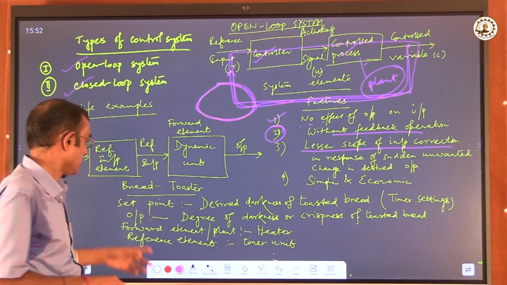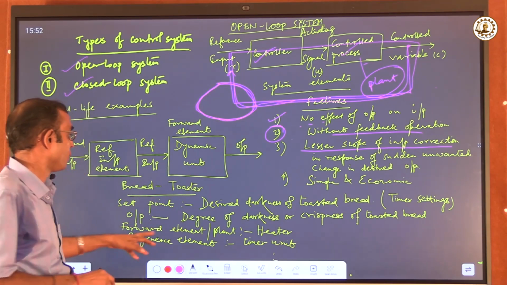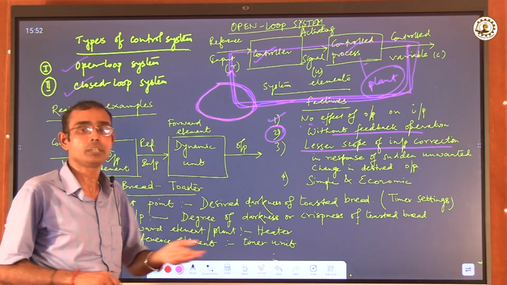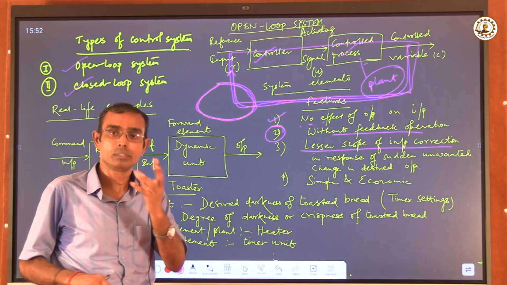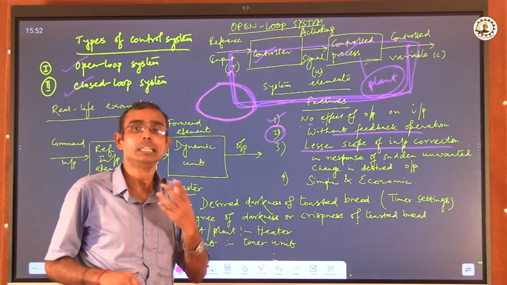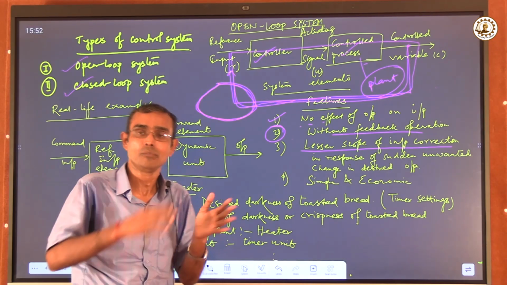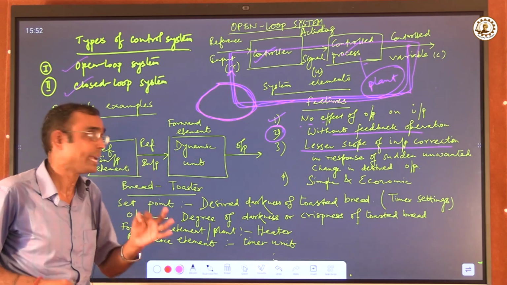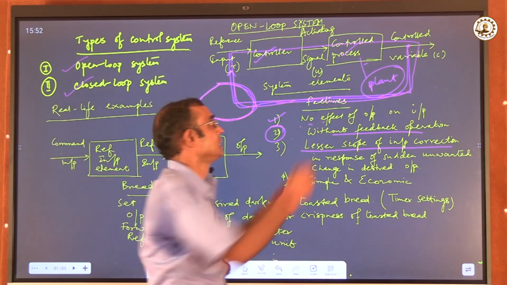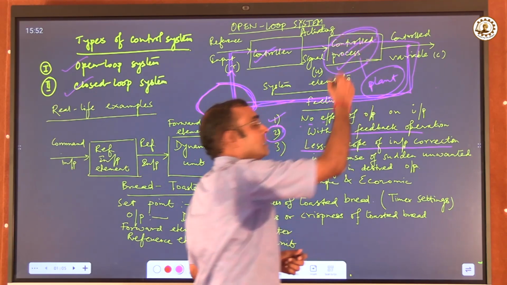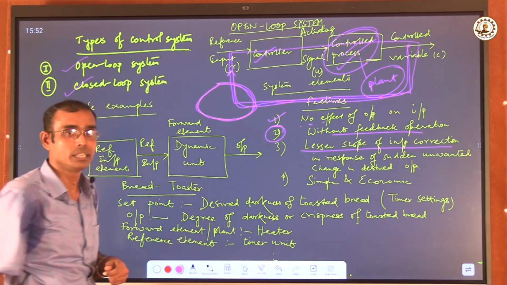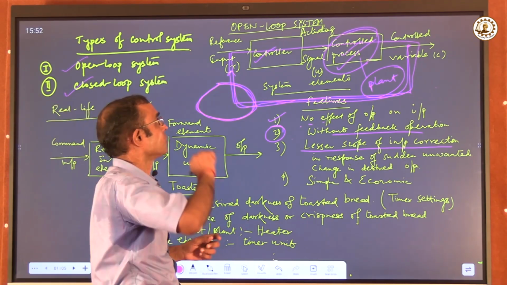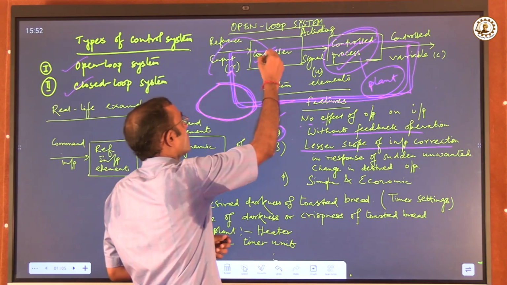Now in this process, the two other things are the forward element of the plant. I have already mentioned this dynamic unit has the core device which is the heater, and that will be generating the heat which will be used for the toasting of the bread, and that is the forward element of the plant or the process. That means this thing is the dynamic unit, and that is the heater. And finally the reference element is the timer unit. Reference element or the reference input which is given to the controller.